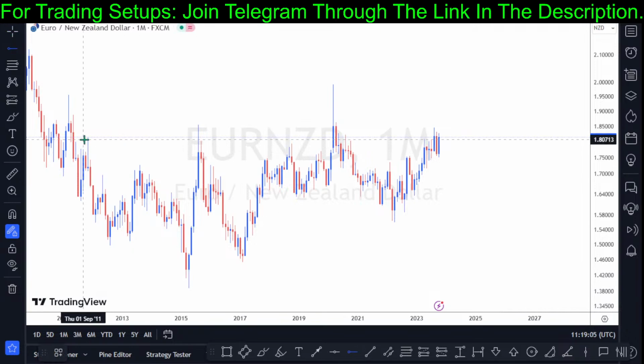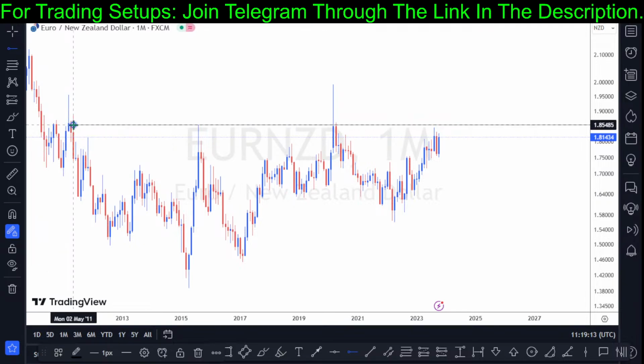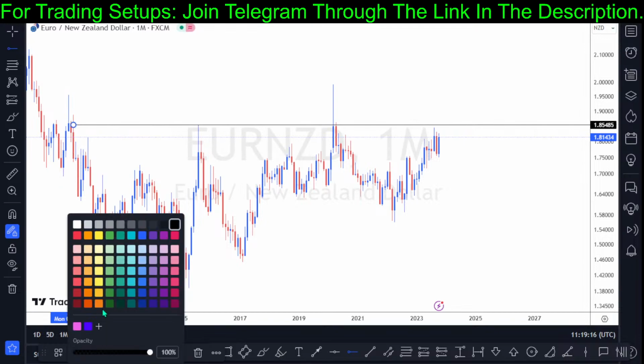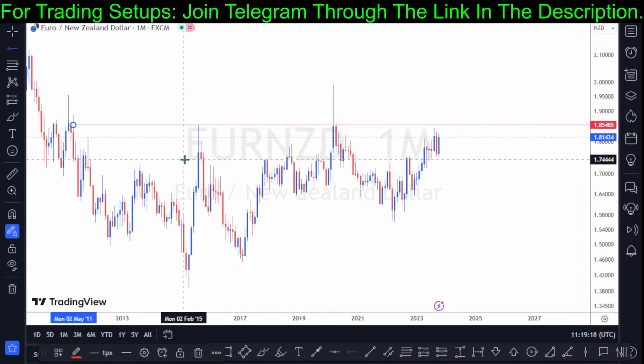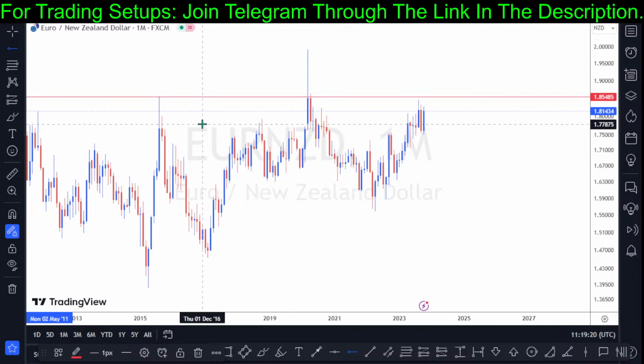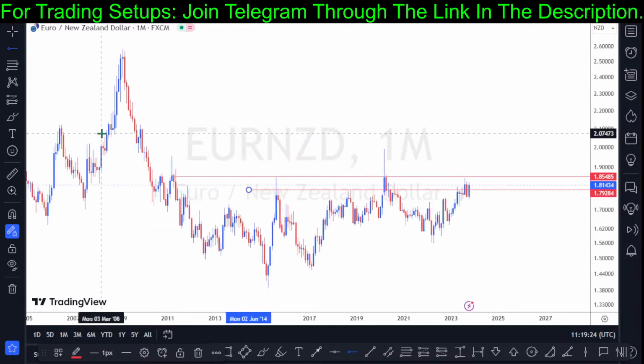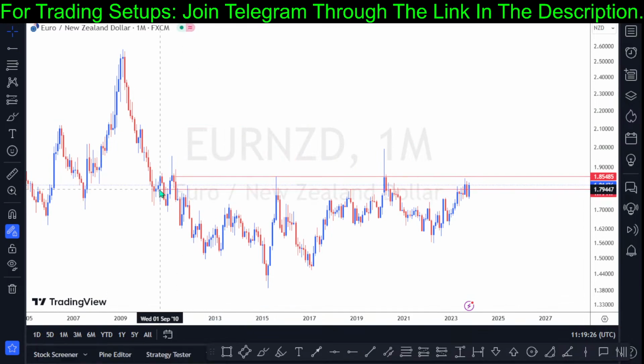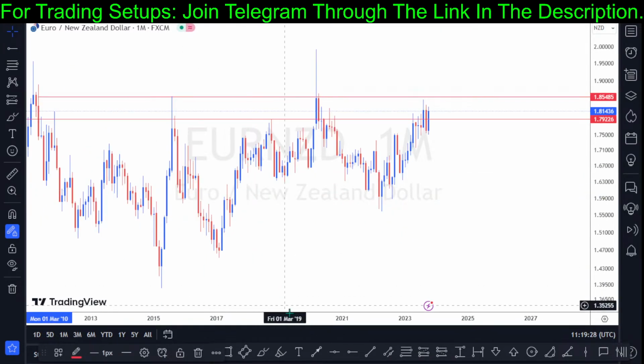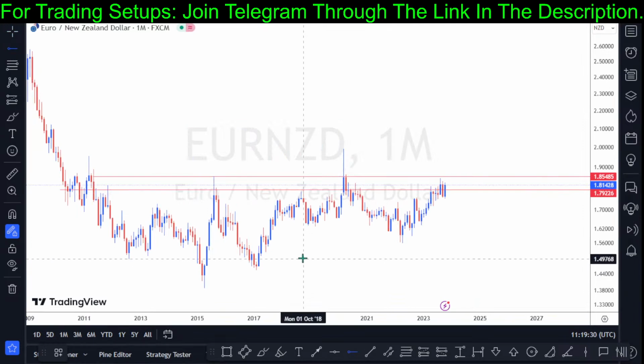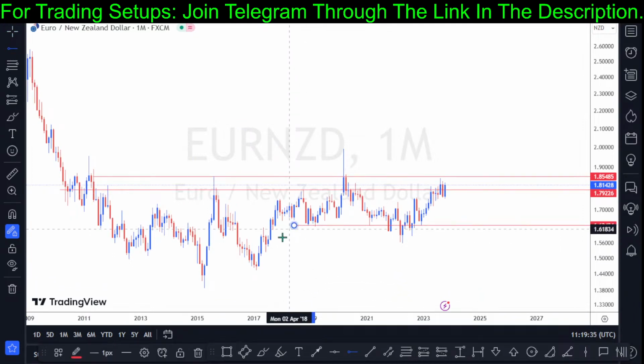So we have the current resistance structure, the price structure of the 1.85. I have to make this orange color, and then I have the next key level structure which comes in at the price right here. This is based on what I have on the higher time frame, and then I have another support structure at the price of the 1.63.